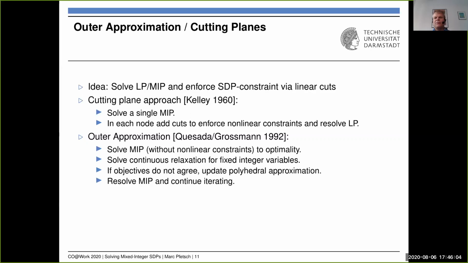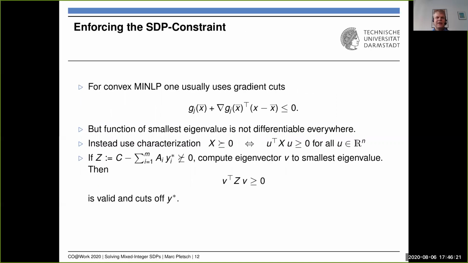The more advanced technique is the outer approximation method, where again one has to solve MIPs in each iteration and then an artificial or additional NLP to proceed. I don't go into detail here, but these are the methods to do it. What one can do in practice for general convex mixed integer nonlinear programs is usually use gradient cuts like this, if the constraint is g of x less or equal to 0.